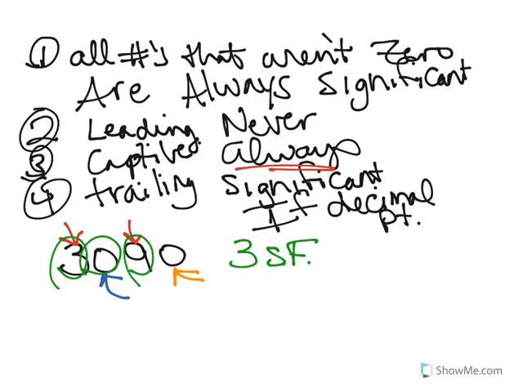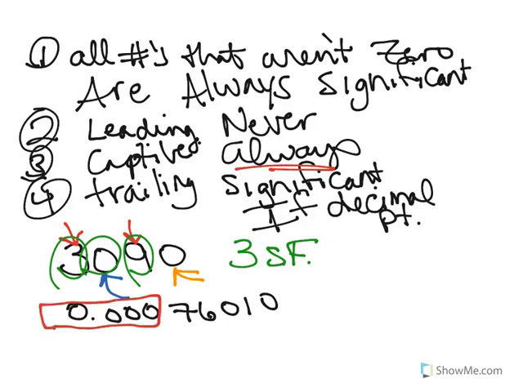Let's look at another number. 0.0007610. Okay, what kind of zeros are these first four? Well, the first four zeros are leading zeros, as in they lead off a number. Those zeros, according to rule 2, are never significant, so we could just cross those out.